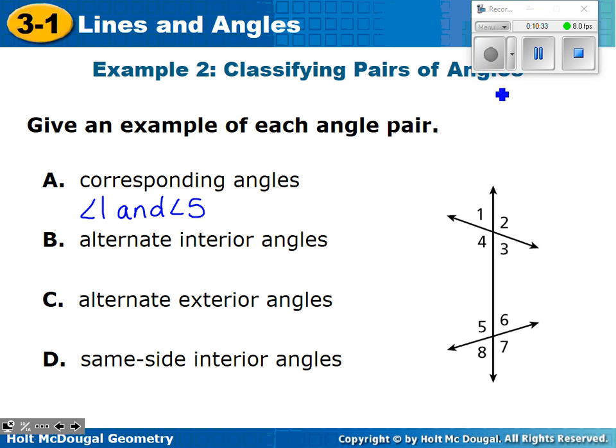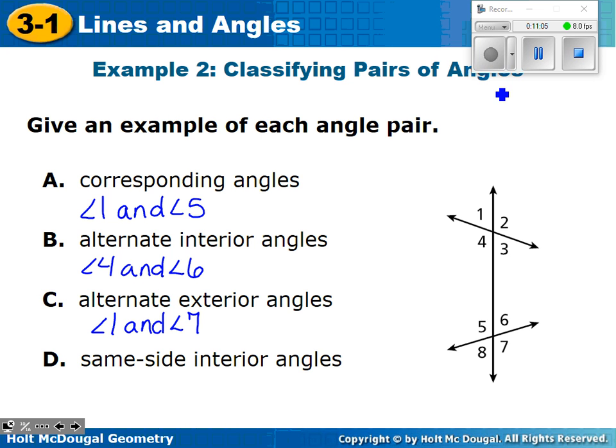Okay, alternate interior. Faith, can you give me a pair of alternate interior angles? Very good. Angle 4 and angle 6. Alternate exterior. Barrett, can you give me a pair of alternate exterior? 1 and 6. Careful. 6 is an interior angle because it's in between the two lines. There you go. 1 and 7. Angle 1 and angle 7.